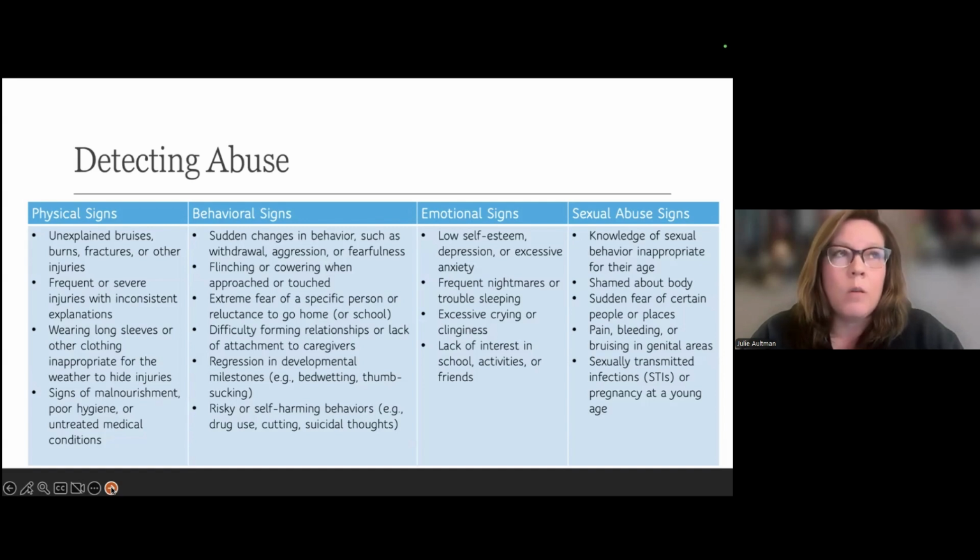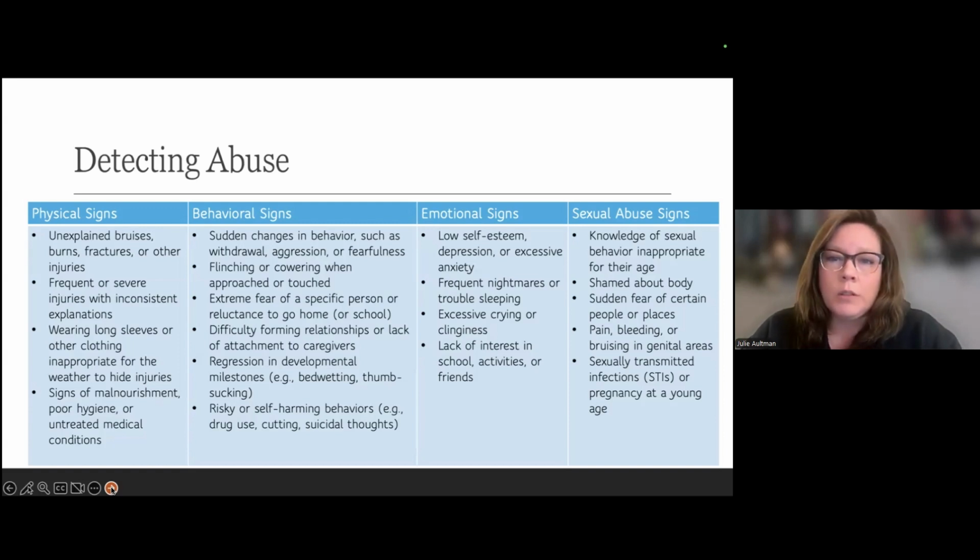Some of the behavioral signs that you see are extreme fear of a specific person or reluctance to go home. I just had an ethics consult about a year ago, and when a boyfriend of a parent came into the hospital, it was a very clear, visible reaction of that child when that individual came in. And so that prompted further discussions, actually. Our pediatricians were right on that, very much paying attention to body language.